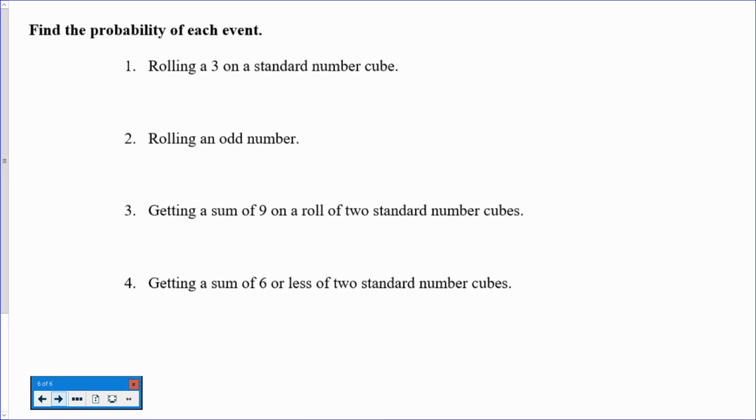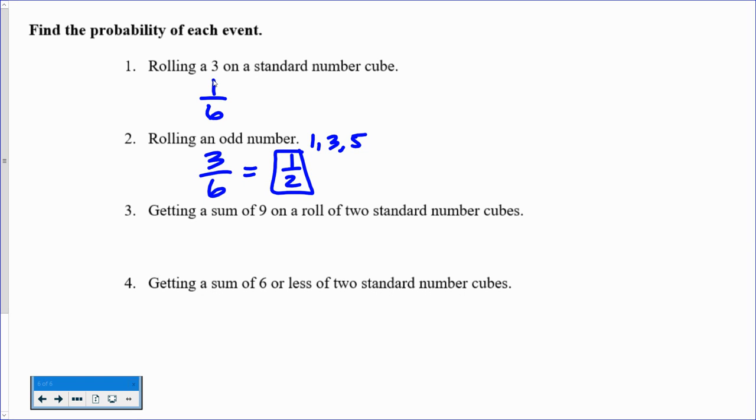All right, so our last examples here. Find the probability of each event. If I roll a 3 on a standard number cube, that would be your 6-sided die, there's only one 3 out of the 6 sides. Okay, number 2, rolling an odd number. I could have a 1, 3, or 5. So there are 3 options out of the 6 sides on my die. If I divide both the top and bottom by 3, 1/2 would be my simplified answer.